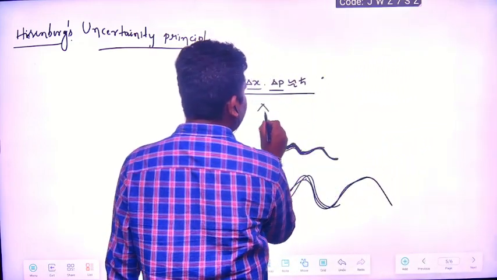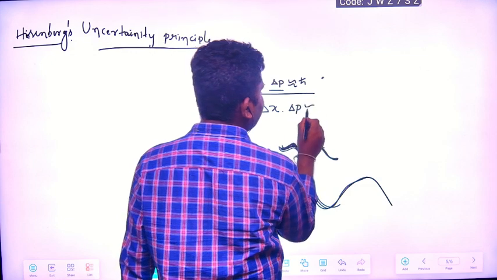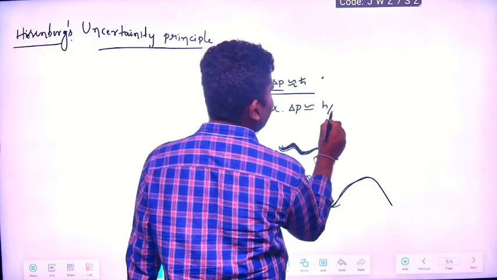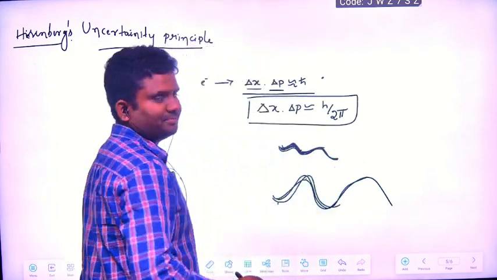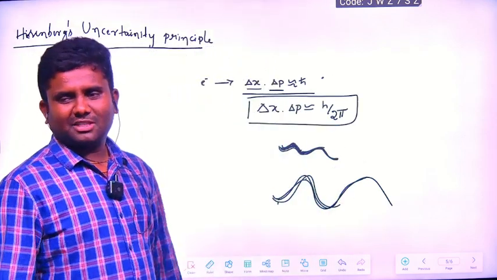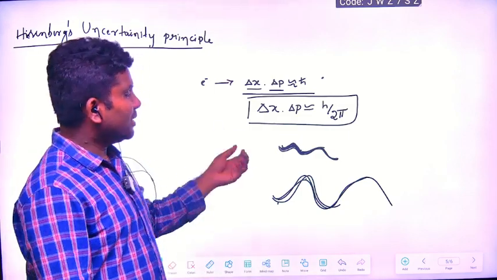h cross means delta x times delta p is approximately equal to h divided by 2 pi. This much variation will be there. What is the h value? 6.62 times 10 to the power of minus 34 joule-seconds.